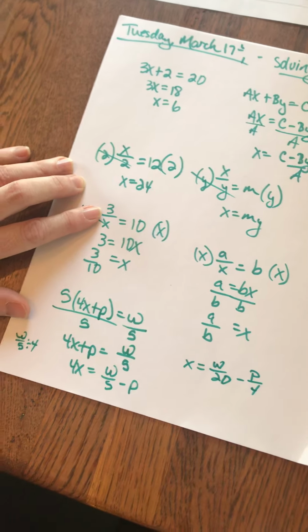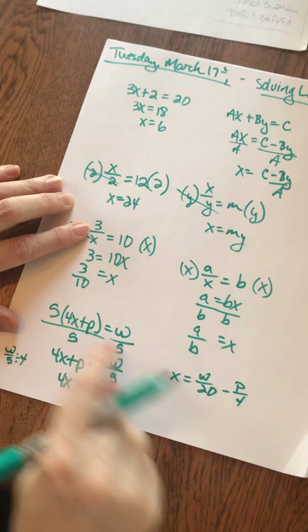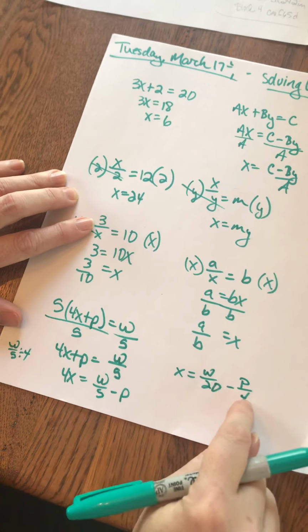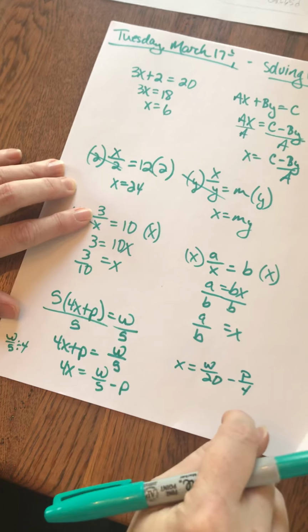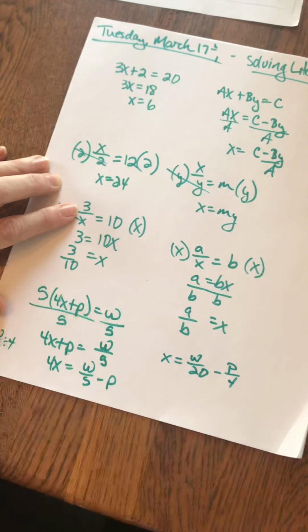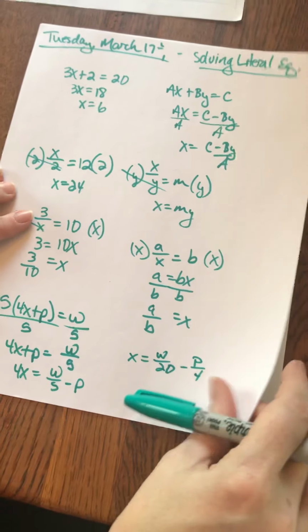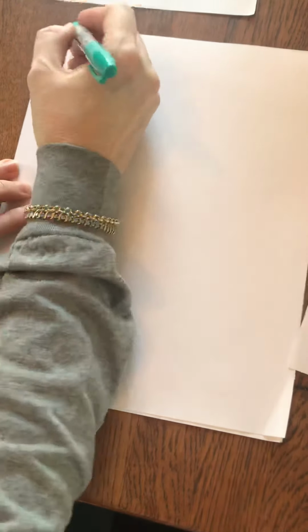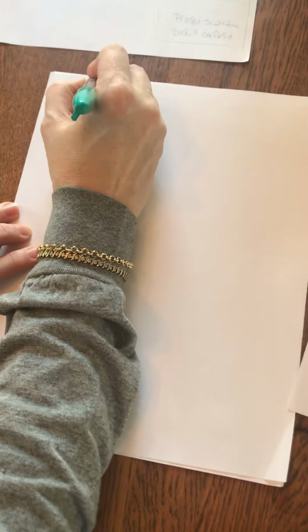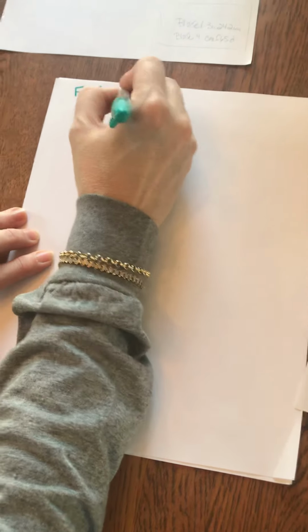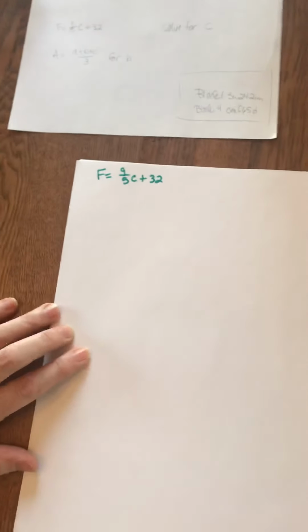If you chose to distribute through, your answer might look a little different than this, but it's still going to be the same answer. It's just going to take a different form. Most of the time what you will see this used for is actually in science, not math so much, but when you guys take chemistry and physics later, you'll see formulas.